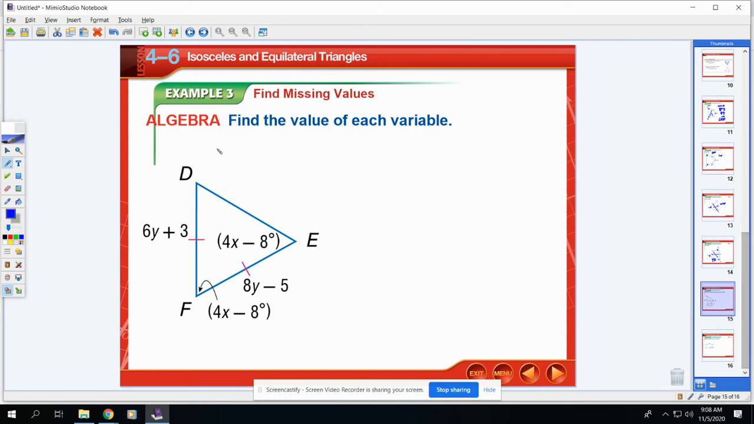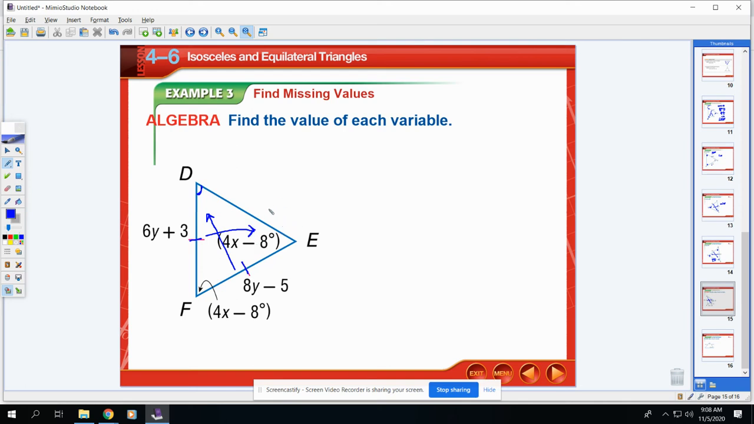All right, two more. It says here, find the value of each variable. This looks to be an isosceles triangle by these hash marks here. So we've got 6y plus 3, 4x minus 8, 4x minus 8, and 8y minus 5. What we can do here is look at the opposite angles from these sides and see what is congruent. So I'm going to start off by labeling what's congruent. I know these two sides are congruent, so the angles opposite are going to be congruent.